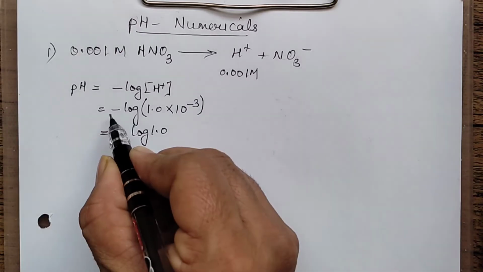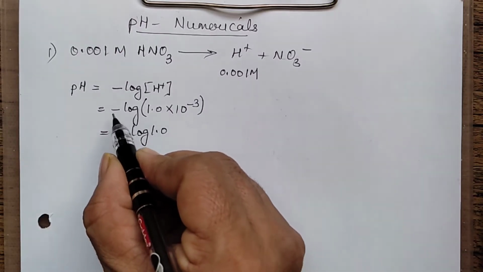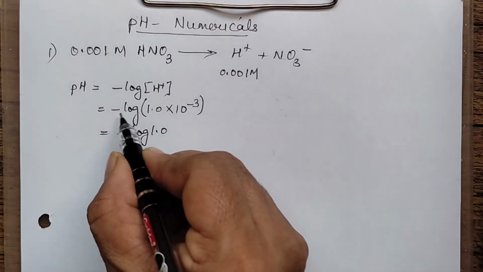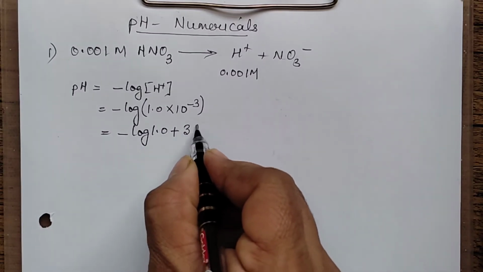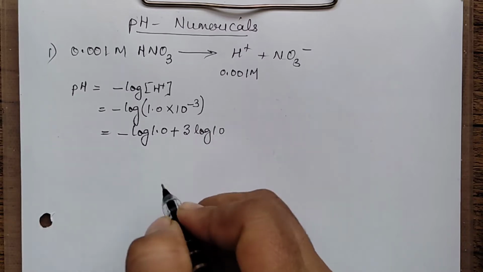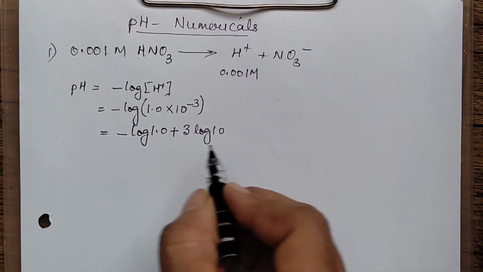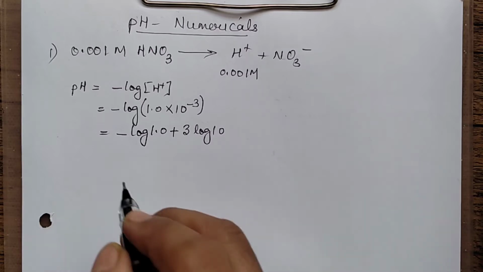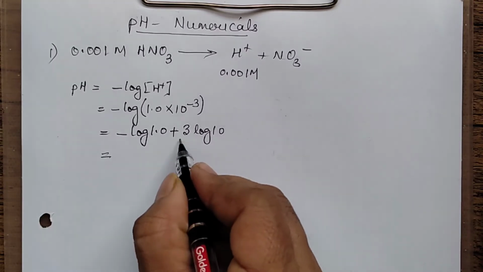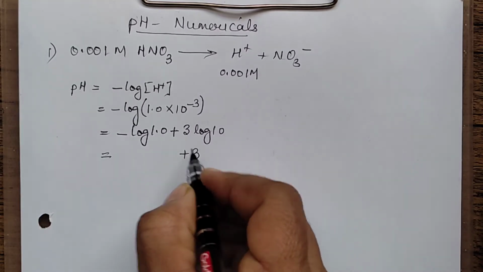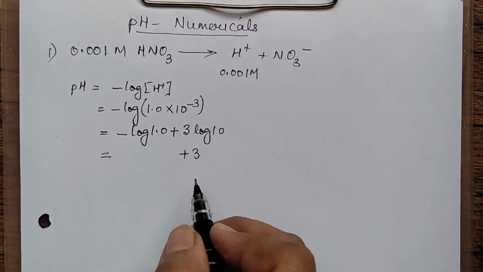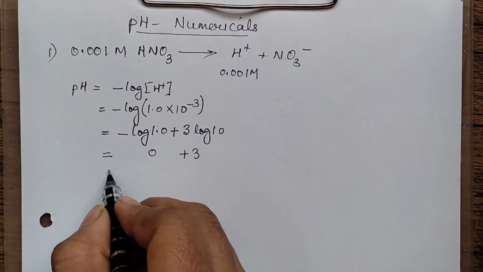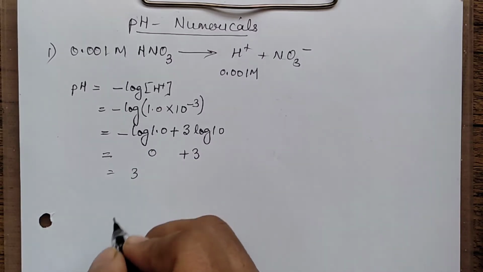So minus 3 will come in front and we will write it as minus 3 log 10 and this minus will become plus. We will write it as plus 3 log 10. Okay, so this is 3 log 10. Log 10 is equal to 1. Right? So this becomes plus 3 and log 1 we know is 0. So this will be 0 and that means our answer is 3.